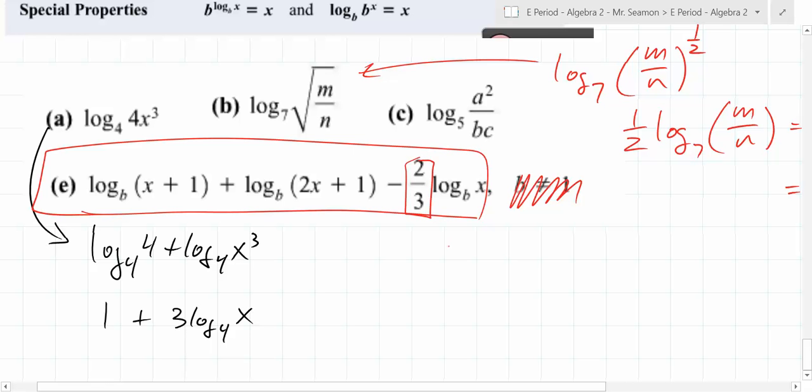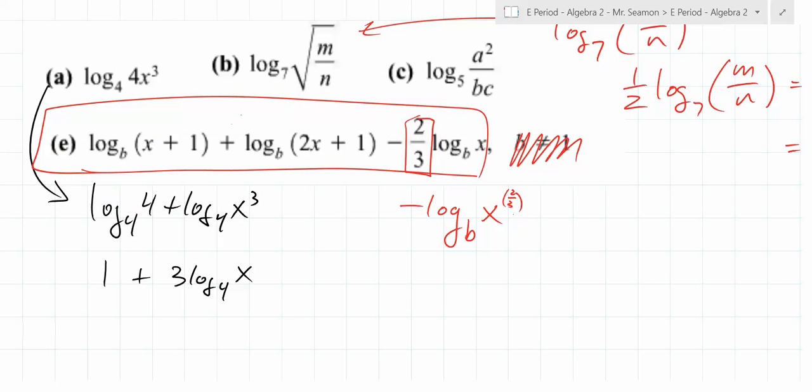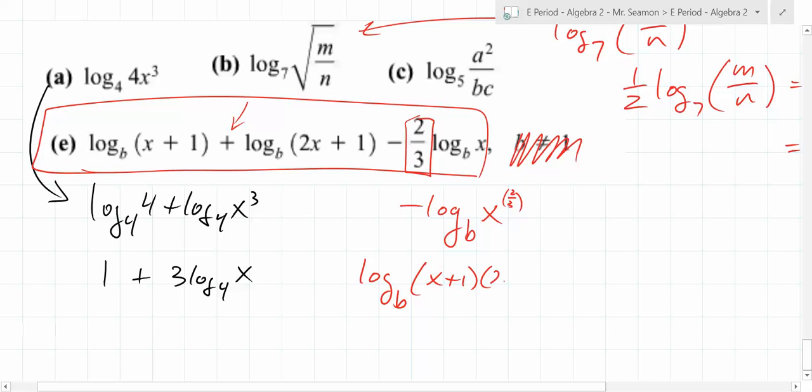So what do you do with that 2/3? Put it over the x. Yeah, so the exponent. So log base b of x to the 2/3. And now what can you do with all of these? Go from left to right. What does this plus mean? Multiplication. So it's going to be log base b of x plus 1 times 2x plus 1, right?